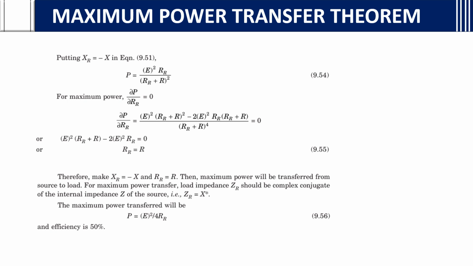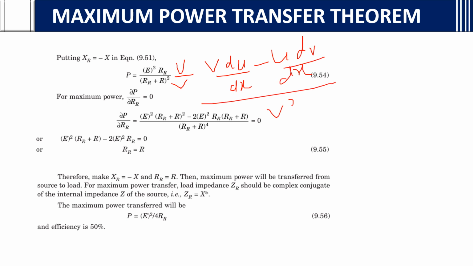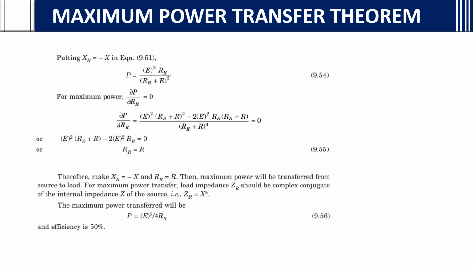For maximum power, we need dou p by dou rr is equals to 0. So if you differentiate this equation, what you will get is this. Why? Because it is the u by v formula. We need to differentiate: v into du by dx, minus u into dv by dx, by v square. I hope you know this formula, but even then I am writing it, you will be learning this formula, differentiation, in maths actually.